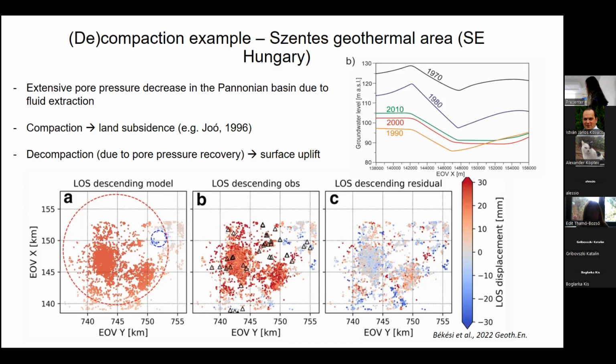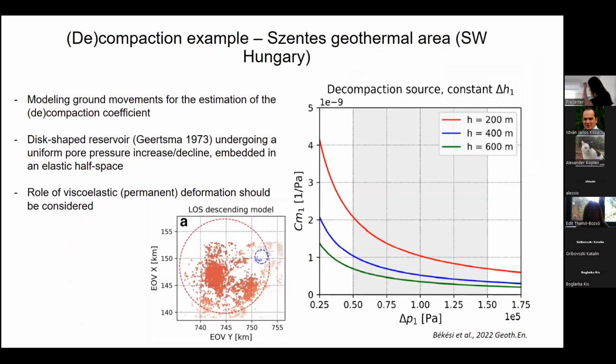And if we go further, we set up inverse models for ground deformation to understand what's going on in the subsurface and to estimate some very basic properties of the reservoir. So what we did is that we assumed the reservoir to be a disc-shaped geometry that is undergoing a uniform pressure increase in this case.